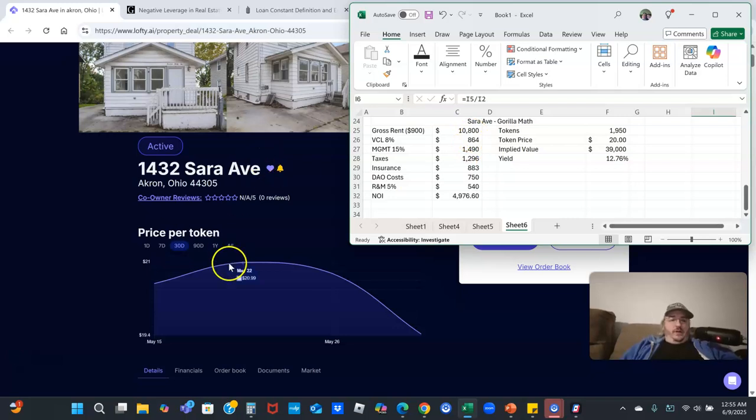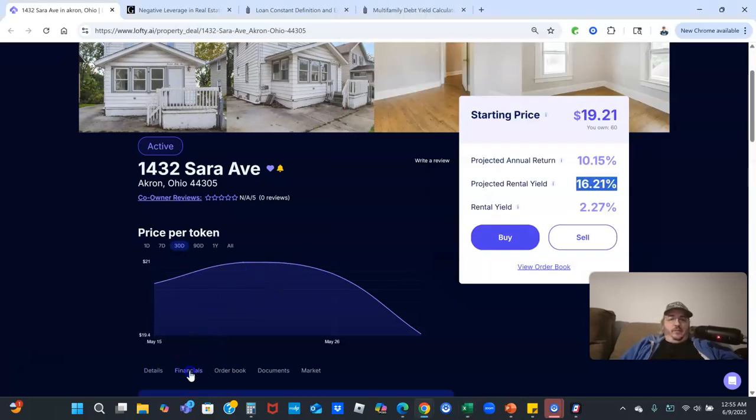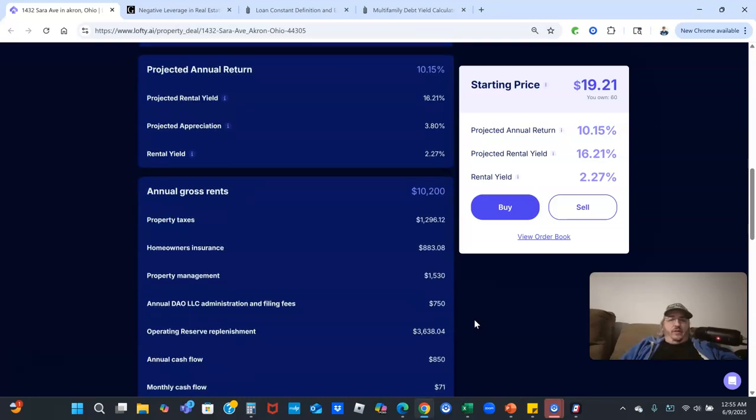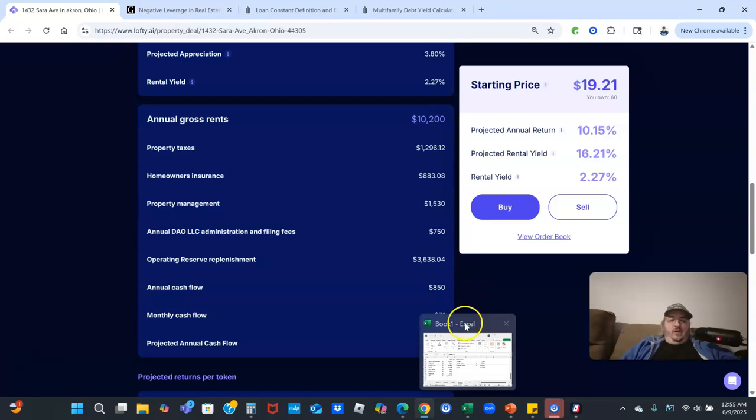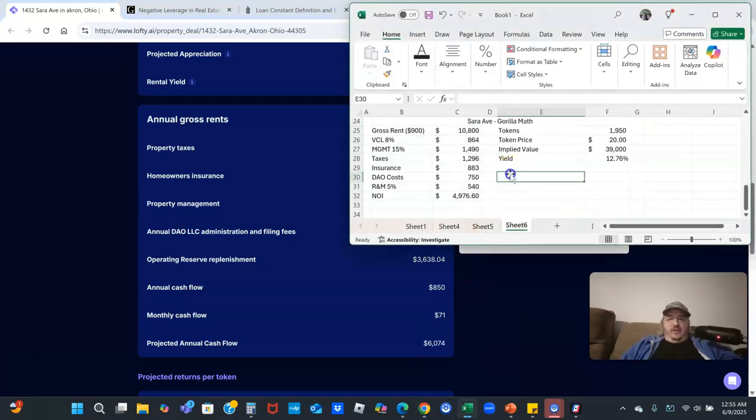But so I just wanted to do a really, really quick and dirty NOI calculation, because as always, they don't have repairs and maintenance. They don't have a vacancy collection loss. I like to add those in.